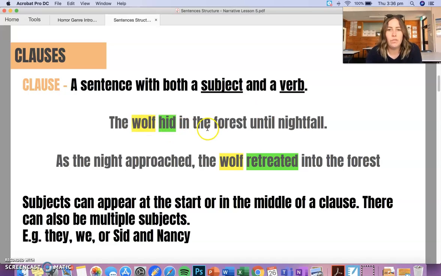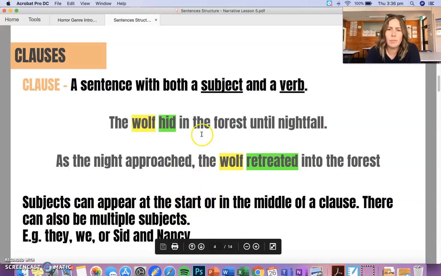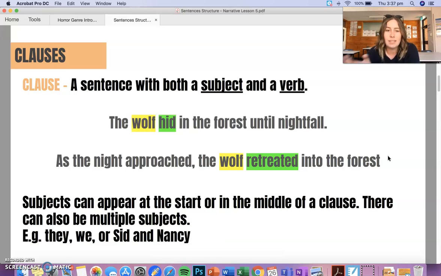The first one is: the wolf hid in the forest until nightfall. So the wolf is the subject and hid is the verb. So I've color coded them. The second example is pretty much the same. It says, as the night approached, the wolf retreated into the forest. Wolf still being the subject, and retreated is the verb, which is the doing word, so what the wolf is doing. Now, the point I'm trying to make with these 2 examples is that a subject can appear at the start of a sentence or it can appear at the end of a sentence. It doesn't actually really matter.